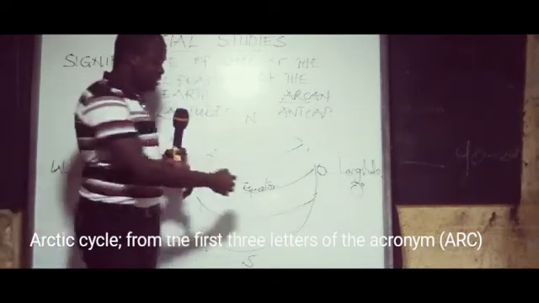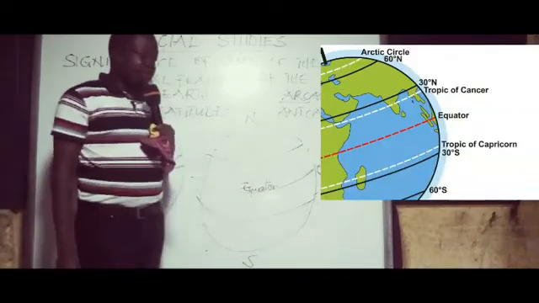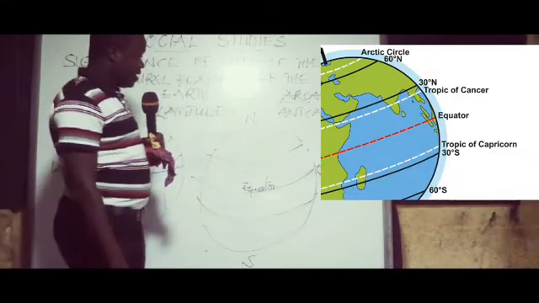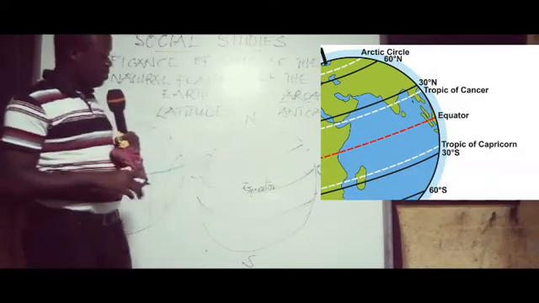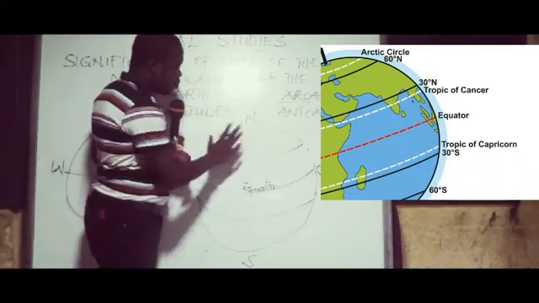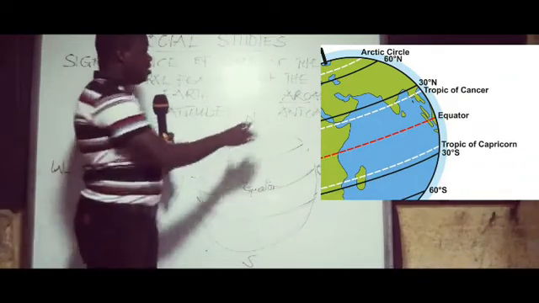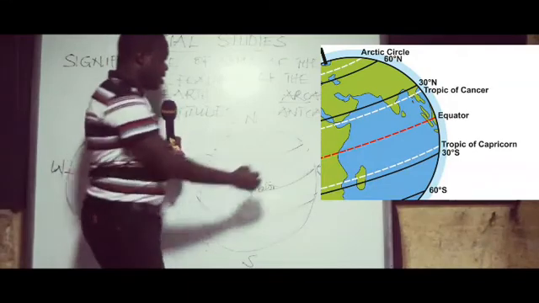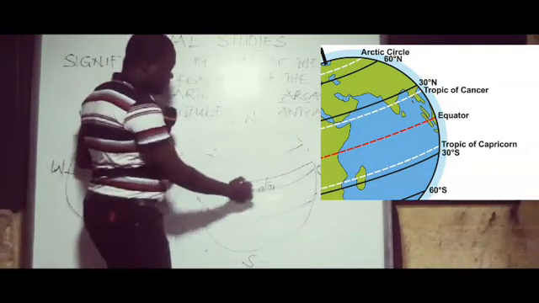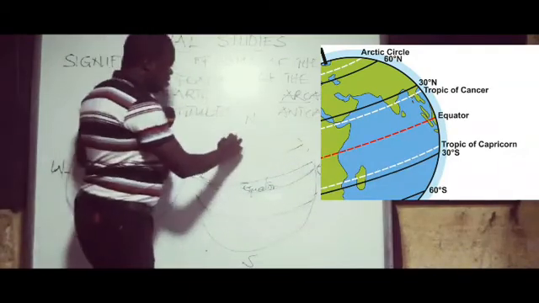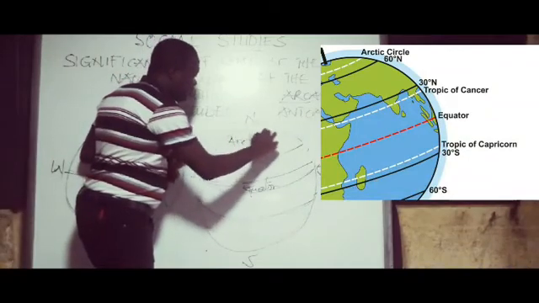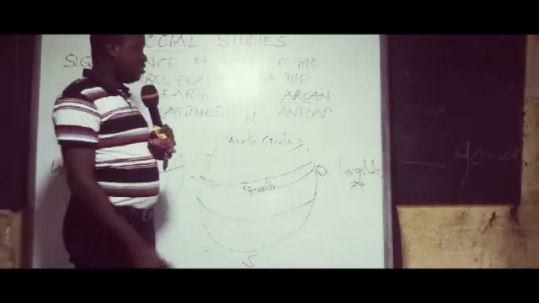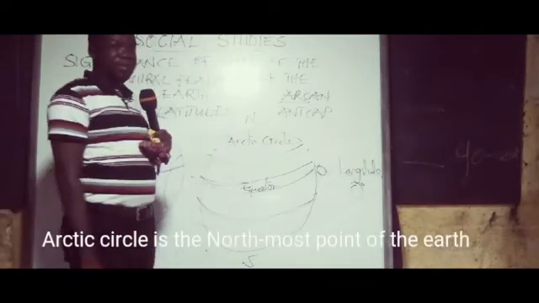Now if this is the equator, line one here, then what do we have with the other lines? Yes, these lines mean a lot. We're going to look at the northernmost point of the Earth and the southernmost point. Now, Arc stands for the Arctic Circle. So you can clearly say that the Arctic Circle is the northernmost point of the Earth, the North Pole.